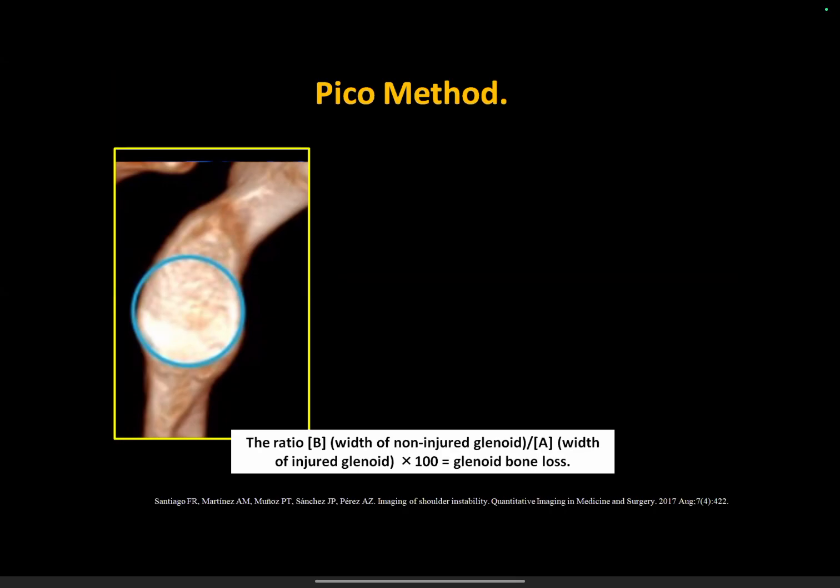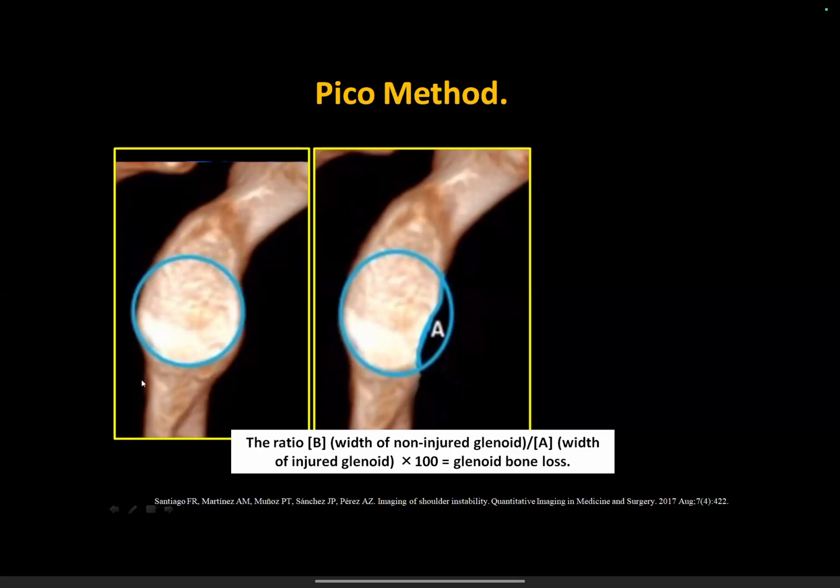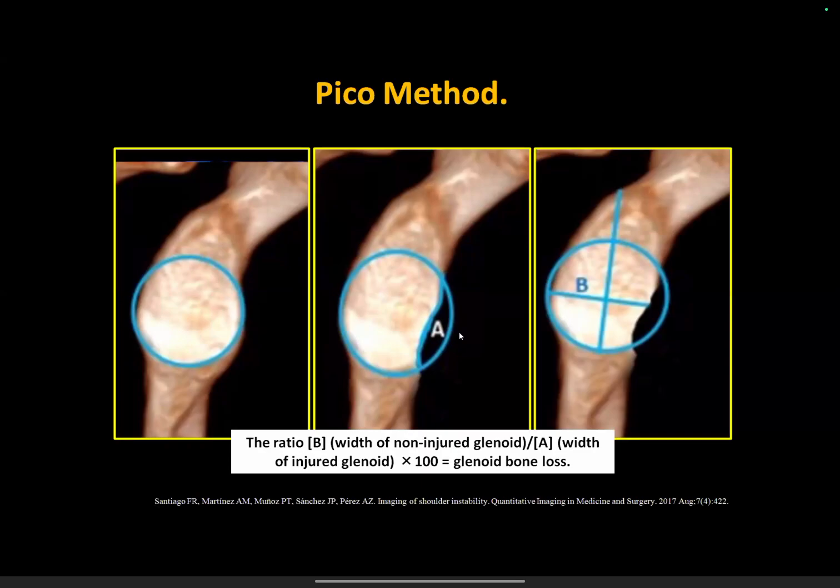So basically, we can calculate it from the following formula. You draw a circle, then you measure the width of the amount of the bone that is lost, and then you measure the width of the normal bone. By following this formula, you can understand the percentage of the bony loss.